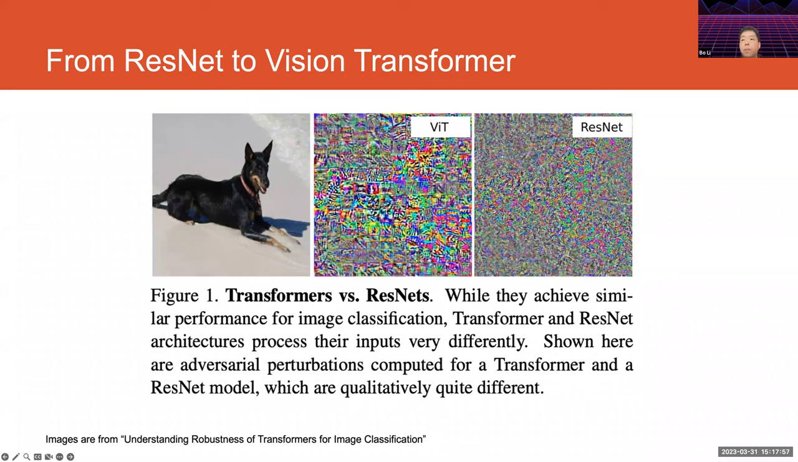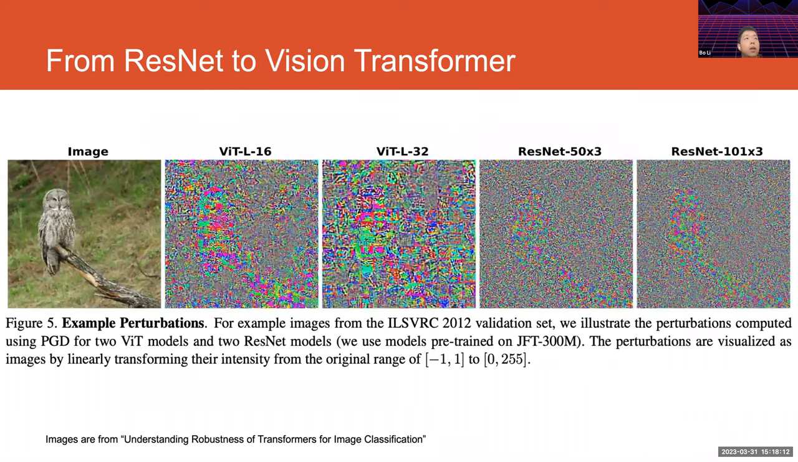So this is basically because the ViT processes the images token by token. It will cut the images into 16 by 16 patches and process them individually. Here is a more vivid result to demonstrate the difference.